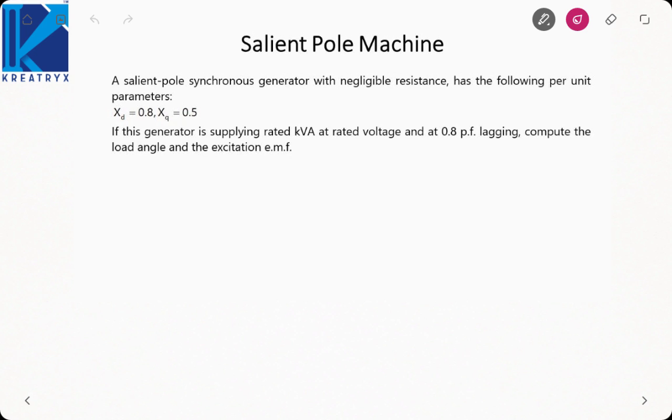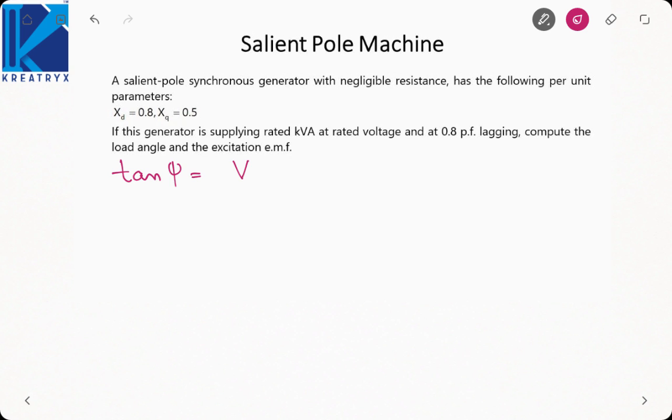Moving on to the next type of problem. Till now we have been discussing the cylindrical rotor machine, but similarly we have another construction in synchronous machines, that is salient pole. So what is the difference in salient pole? The salient pole motors or generators do not have a uniform air gap across the rotor. They have one direct axis and one quadrature axis. The direct axis reactance is always greater than the quadrature axis reactance due to the lesser air gap along the direct axis.